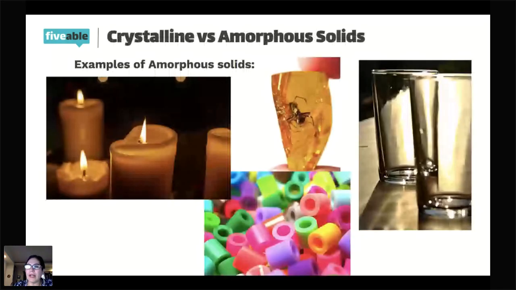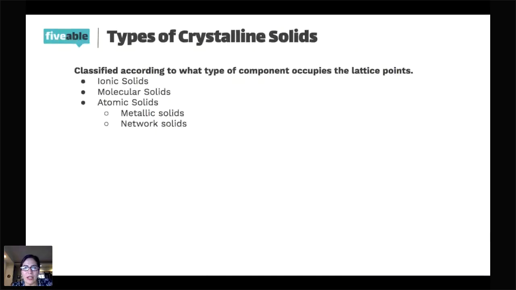Now we're going to see characteristics of crystalline solids. We're going to focus now on crystalline solids. And crystalline solids are classified according to what you have on the lattice point. So if you have ions on the lattice points, it will be an ionic solid. We're going to talk about the lattice point in a moment. If you have molecules, they will be called molecular solids. If you have atoms, they will be called atomic solids. So it's really straightforward, the category.